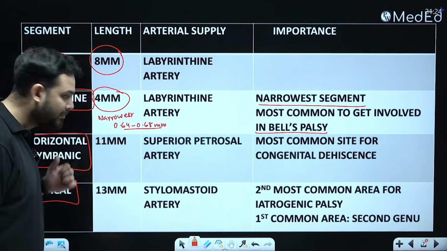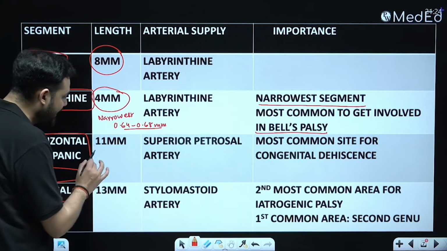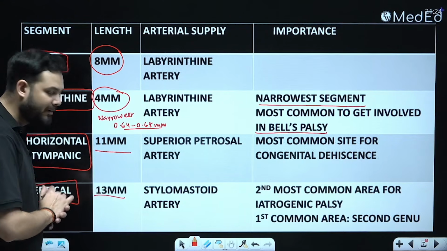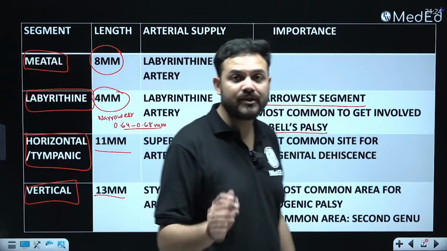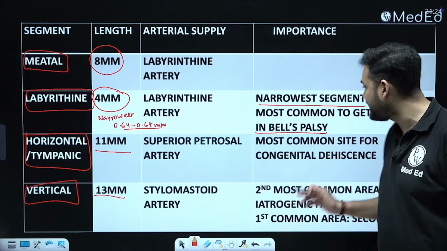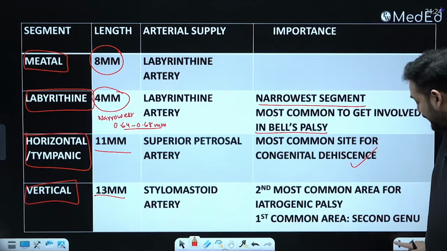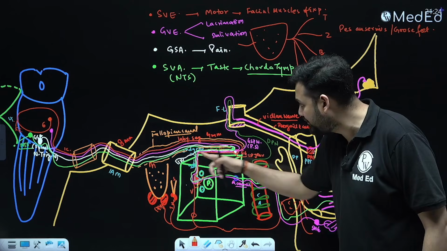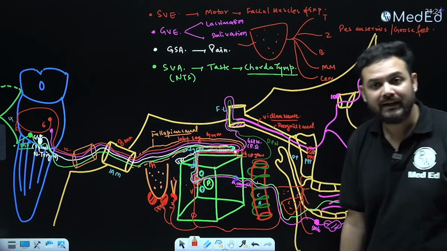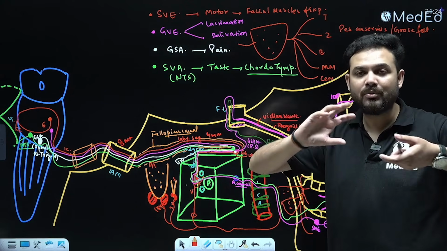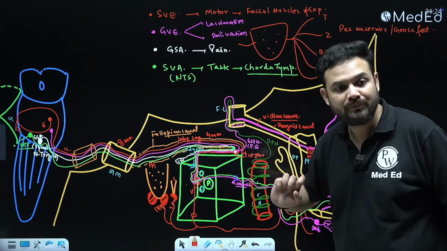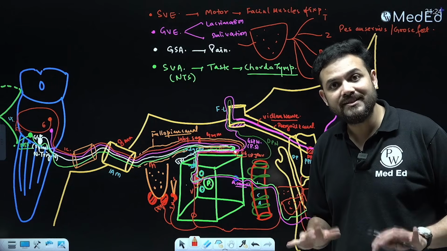Okay. Now comes the tympanic segment. Tympanic segment is around 11 millimeters and vertical is around 13 millimeters. Tympanic segment is the most common segment for congenital dehiscence. Yeah, as it is पूछा जाता है. So this segment, the tympanic segment after the geniculate ganglion till the pyramid, could be dehiscent. Dehiscent का मतलब हो सकता है इसके ऊपर से fallopian canal गायब हो, bone नहीं हो. That is called congenital dehiscence.